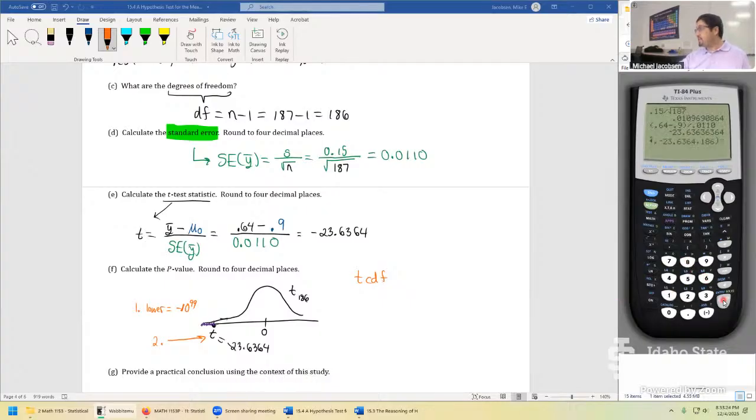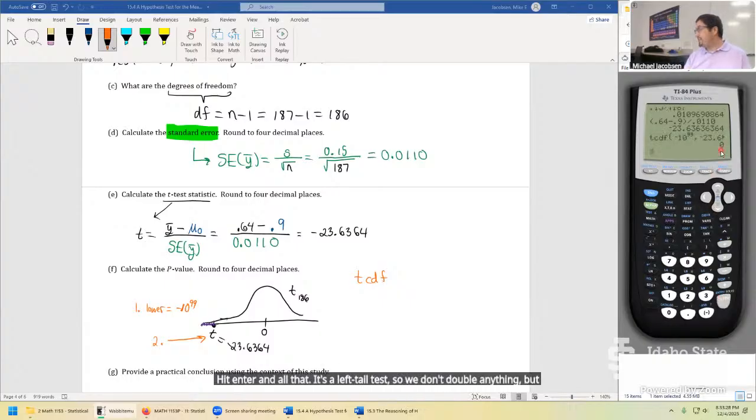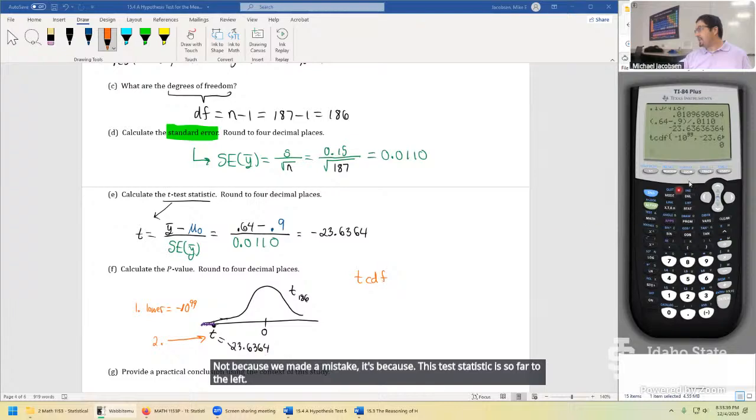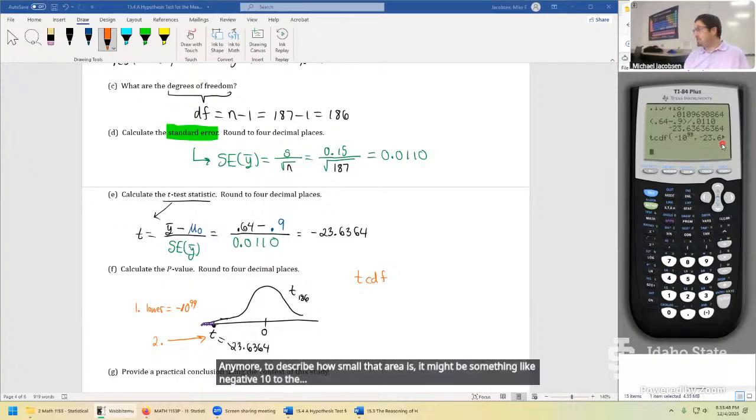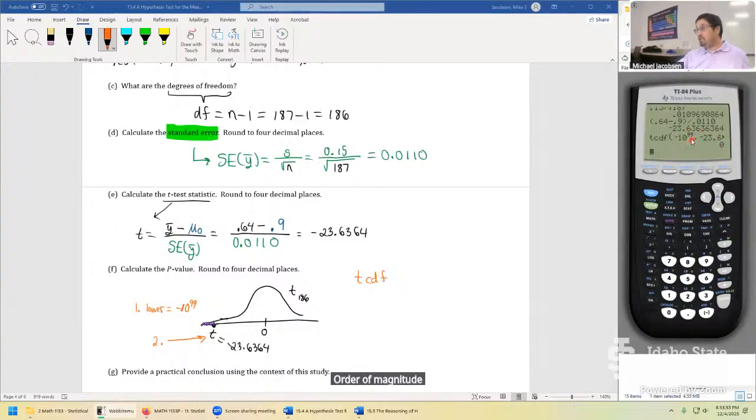Hit enter on all that. It's a left-tailed test, so we don't double anything, but it wouldn't have mattered. We got a 0 on this one. Not because we made a mistake, but because this test statistic is so far to the left that the calculator can't use something like 10 power 99 anymore to describe how small that area is. It might be something like 10 to the power of negative 203, some just extreme order of magnitude. Our calculators cap out at power 99 for orders of magnitude.